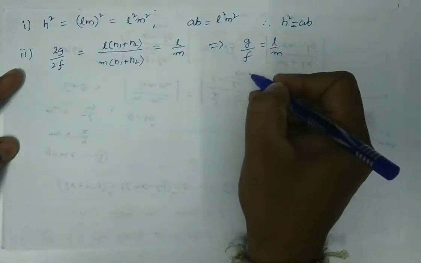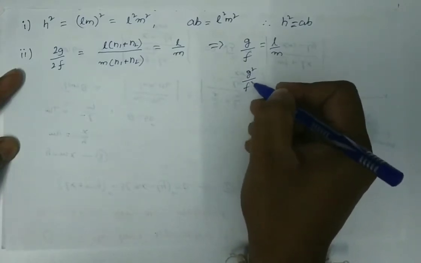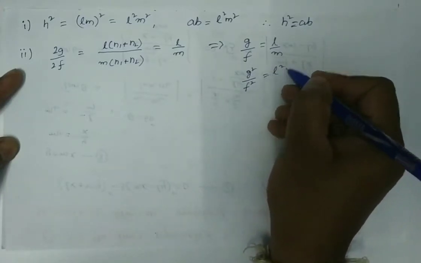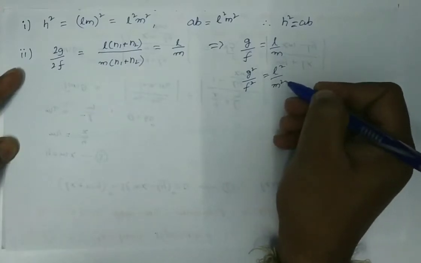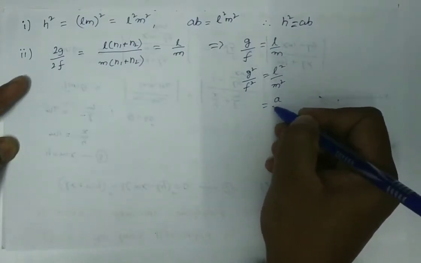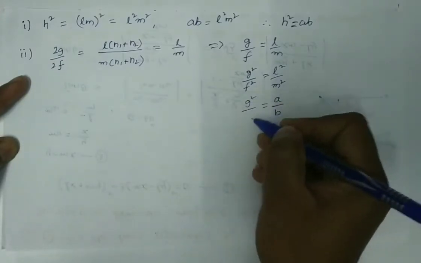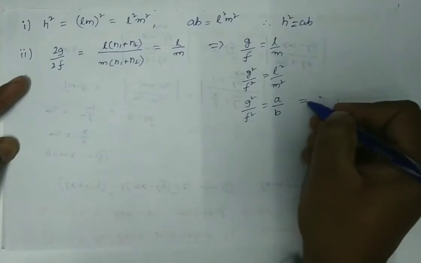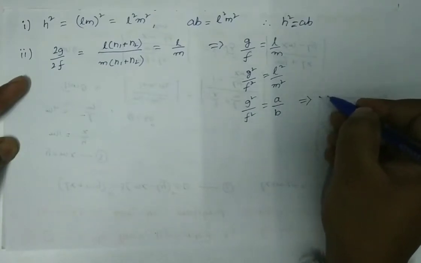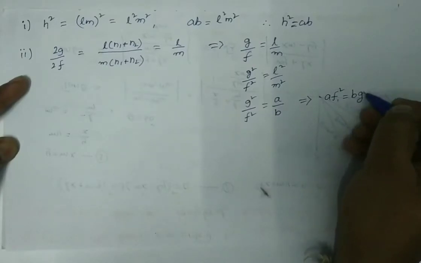G by F is equal to L by M, which means G square divided by F square is equal to L square divided by M square. Okay, but L square is nothing but A and M square is nothing but B. Therefore, G square by F square is equal to A by B. So from this we get A F square is equal to B G square.